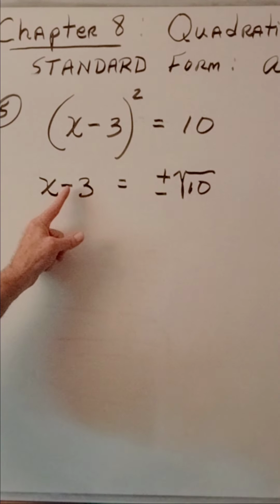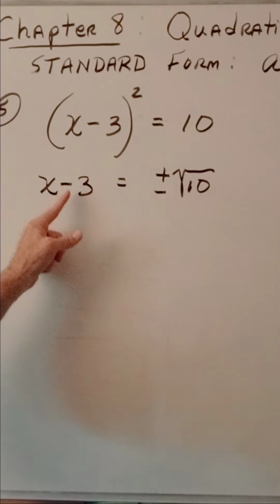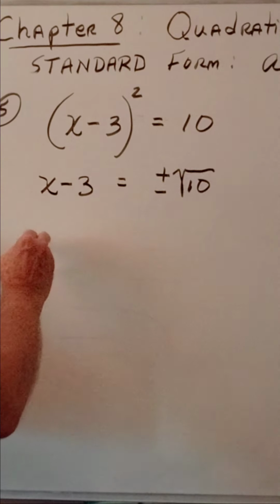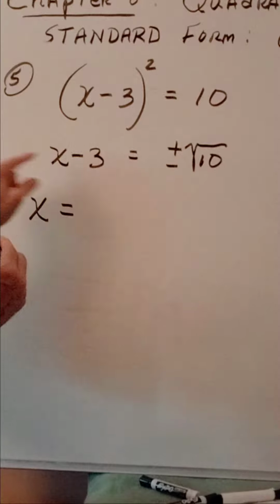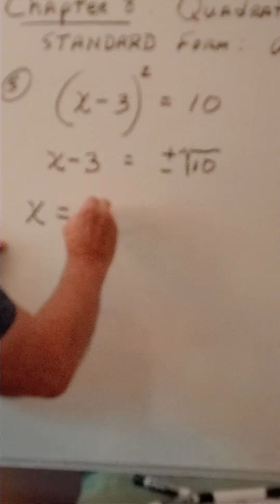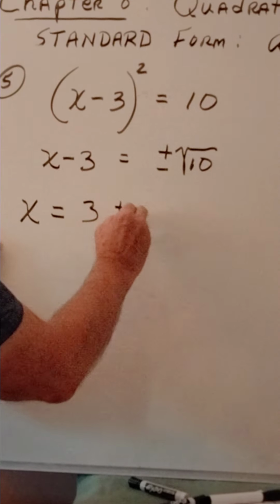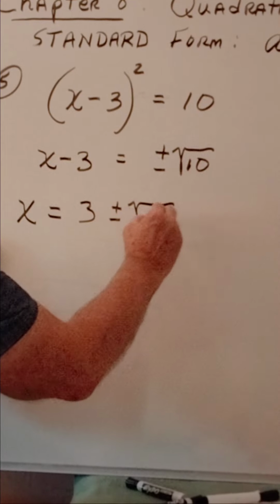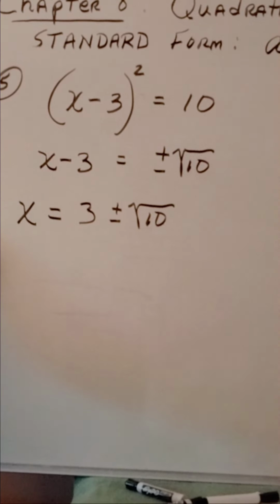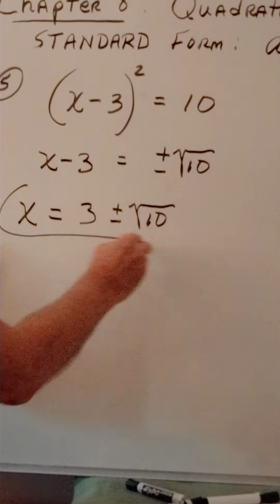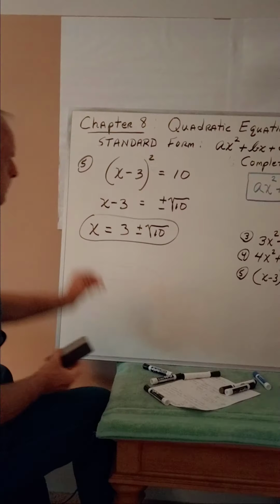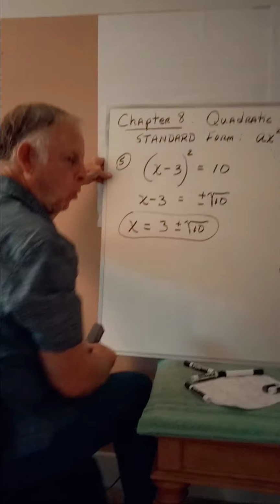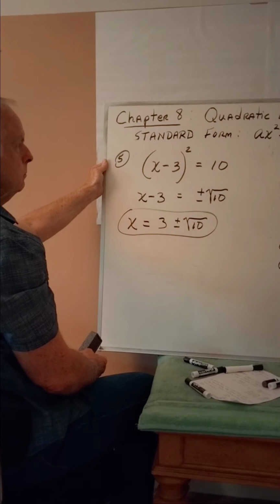So all we'll need to do is move this negative 3 over to the other side, and we'll have our two solutions. X is equal to, changes sign when you move it over, 3 plus or minus root 10, and those would be the two solutions for that particular quadratic equation. Now that's the square root method.